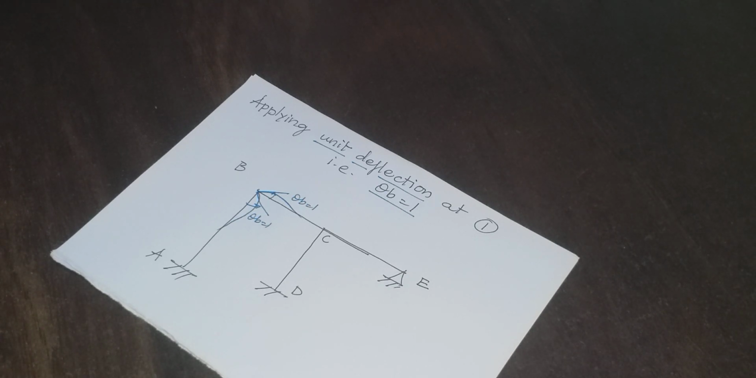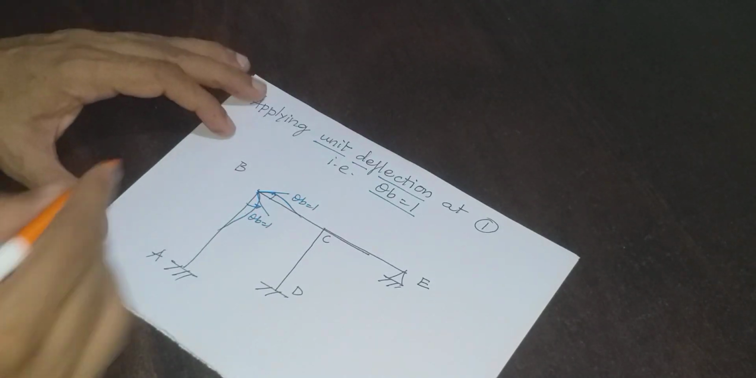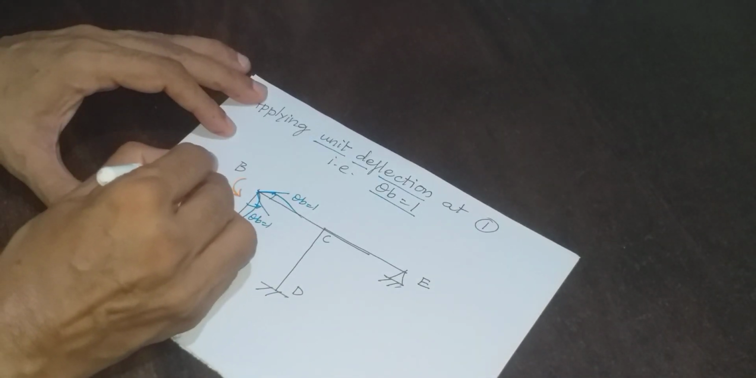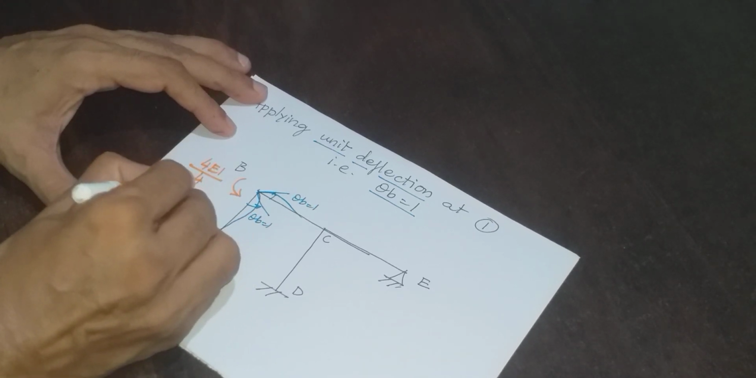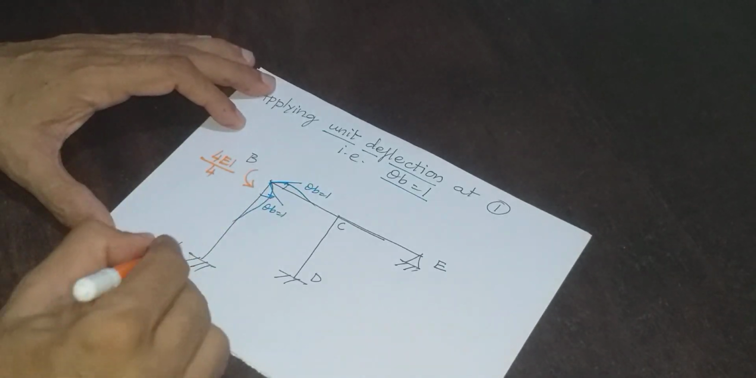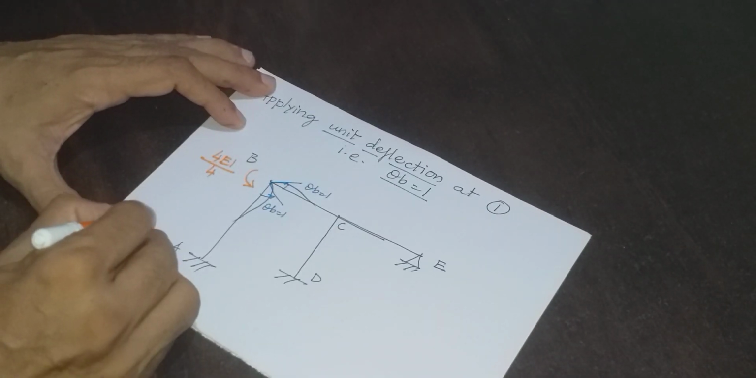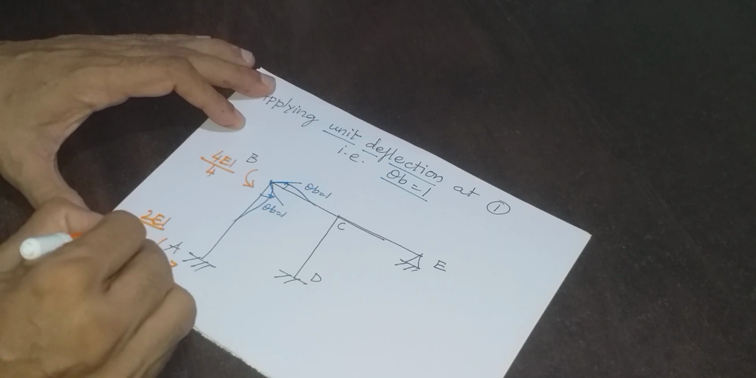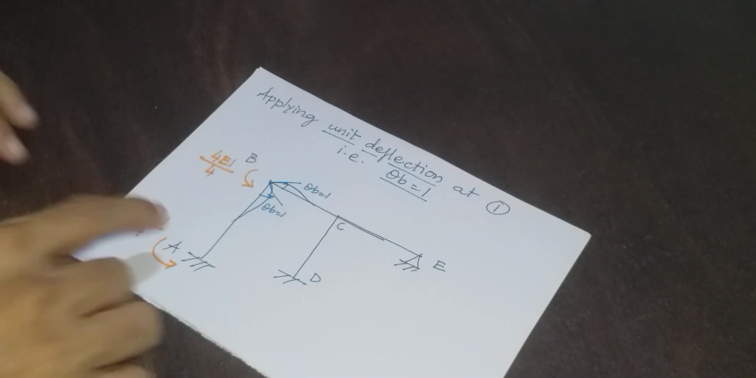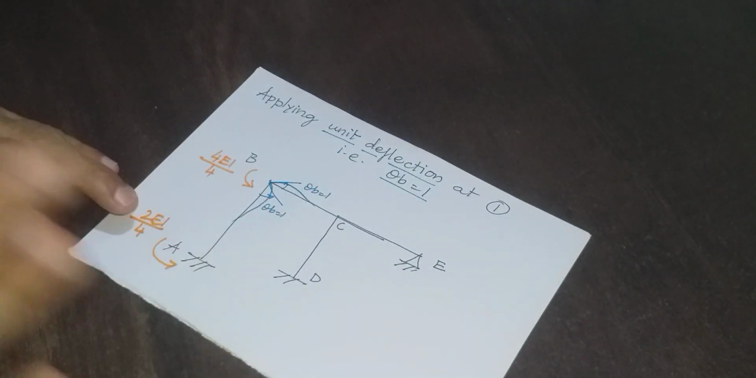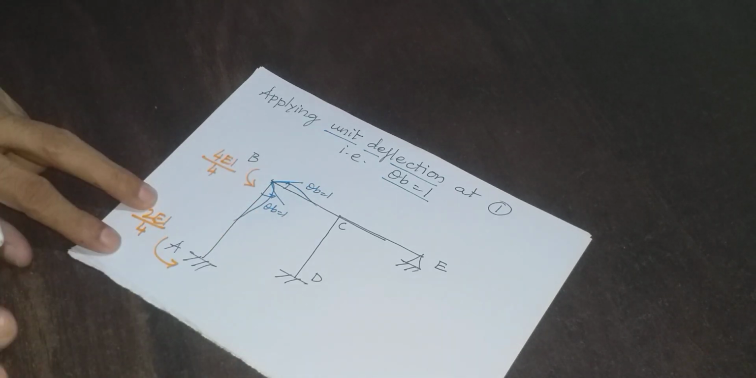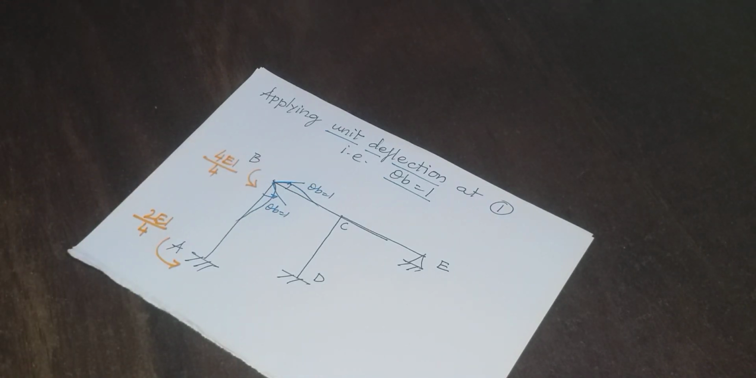Since B is connected by BA and BC, the first force generated in BA is 4 EI upon L at B, and at A it will be 2 EI upon L. This is the effect of the forces in portion AB. There will be two more reactions also, but I am not going to consider those reactions because I don't have any coordinates in the direction of the reactions at present. I have coordinates in the direction of the moment.